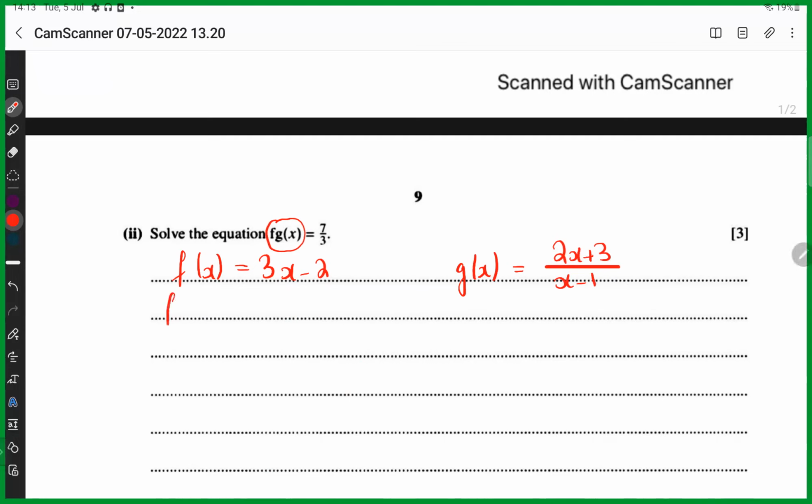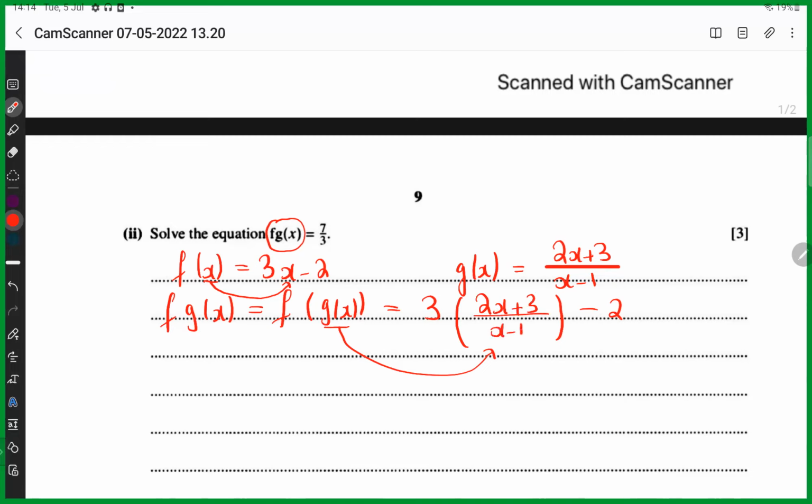This is what we have. Okay, fg(x) is basically f of g of x. So how do we write it down? When we had f of x, we had x here. Now when you will have g of x, we will be writing it down 3 and then something minus 2. And in that something, we will be writing down g of x. So that would be (2x plus 3) divided by (x minus 1). Okay, this is basically f of g of x.